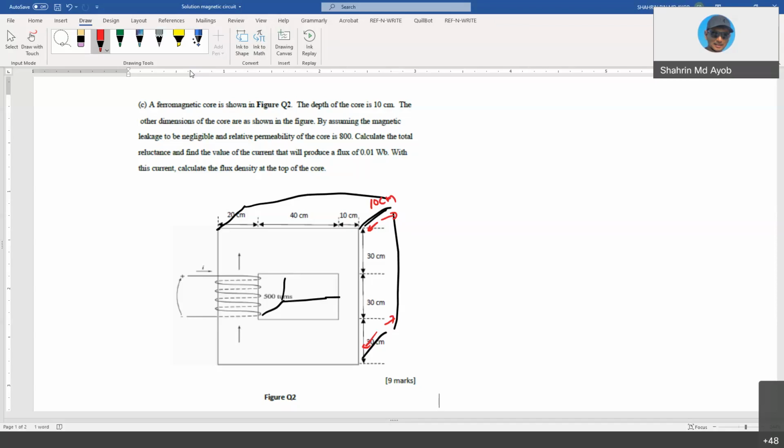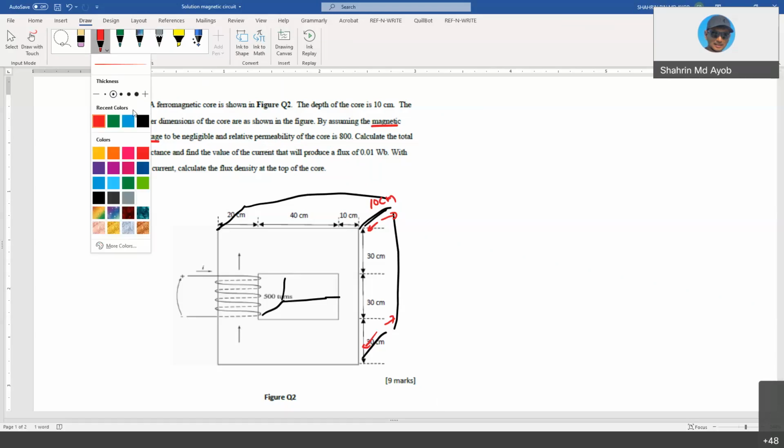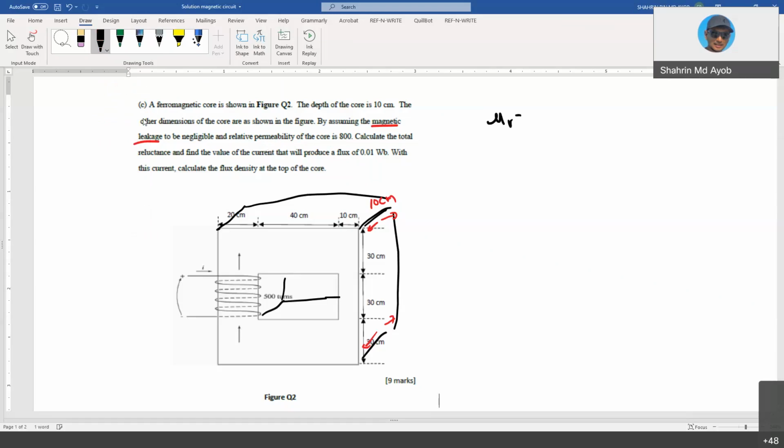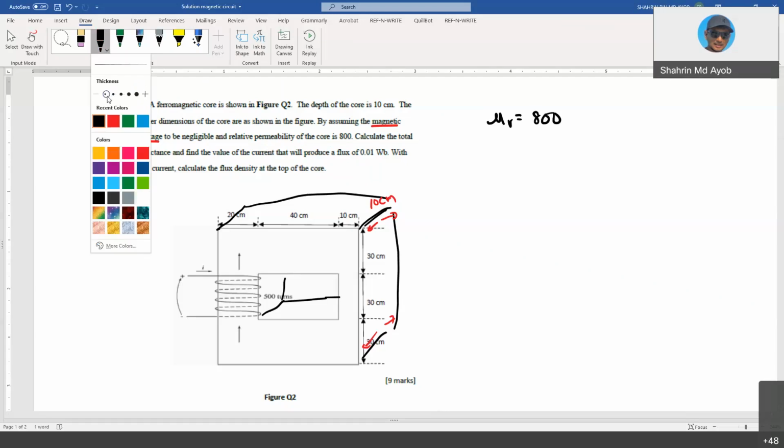By assuming the magnetic leakage to be negligible. I have already mentioned this in the videos: when we have flux flowing inside this object, there must be some losses. We call them magnetic leakage. So we assume that the magnetic leakage is 0. And the relative permeability of the core is 800, meaning that your mu r is 800. There is no unit because it is just relative.